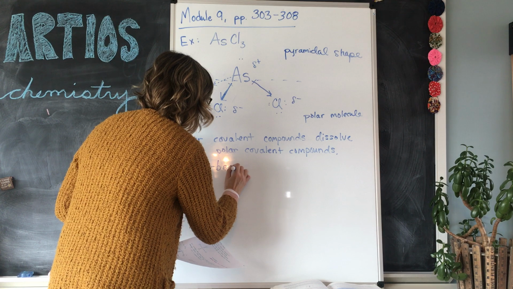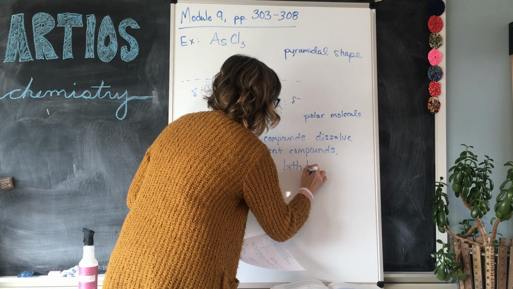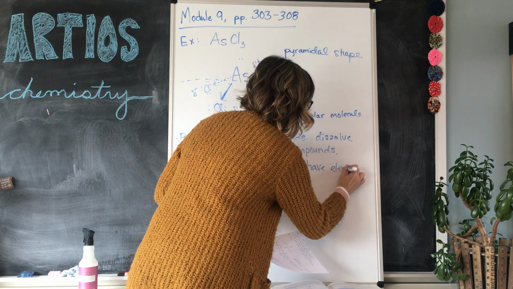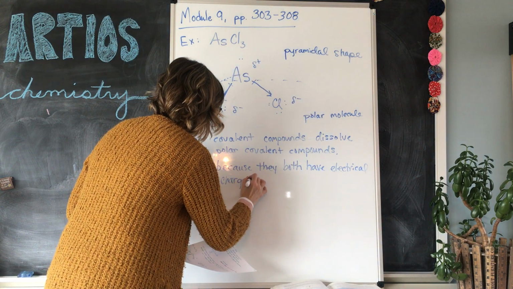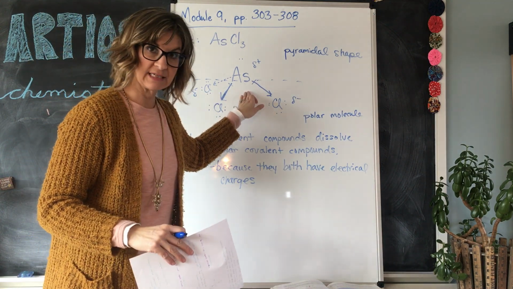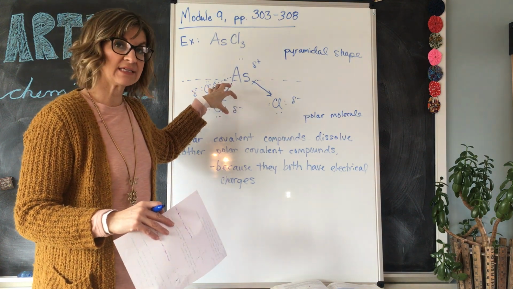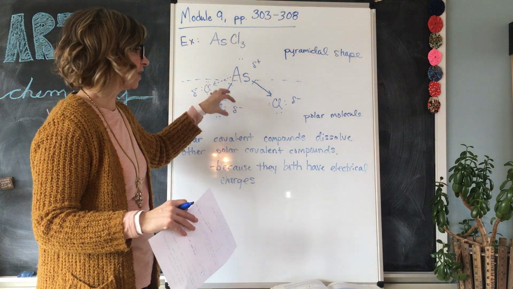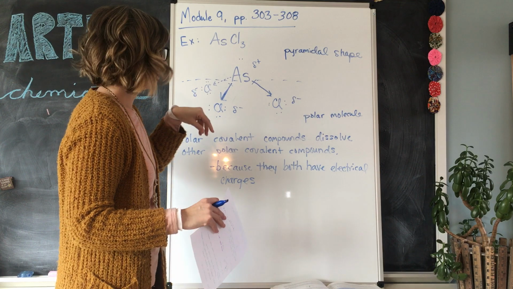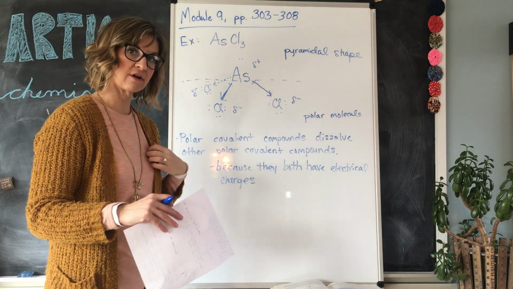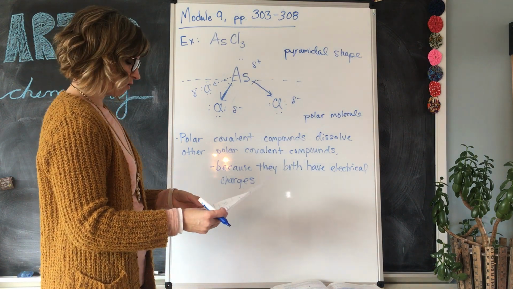And the reason for this is because they both have electrical charges. Okay, this molecule up here has an electrical charge because one part of it is positive and one part of it is negative. So it would be attracted to another compound or molecule that was also polar, that had a positive side and a negative side, because the positive and negative would be attracted to each other, and then the negative and the positive of the other would be attracted to each other. So polar covalent compounds dissolve other polar covalent compounds.